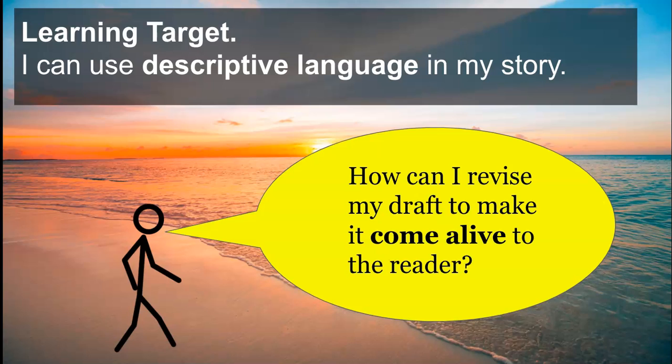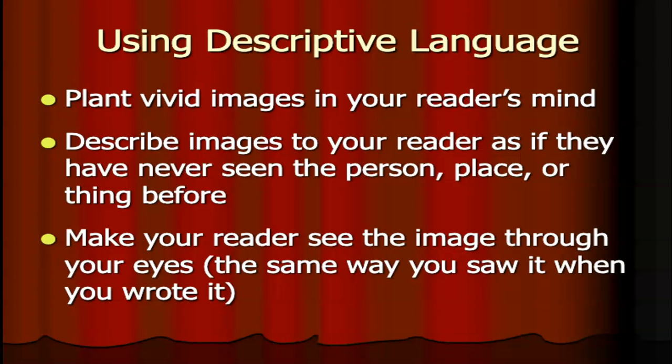So what I want you to think about is how you can revise your draft of your personal narrative to really make it come alive to the reader. And this is what we use descriptive language for. It's to plant vivid images into the reader's mind, to describe images to your reader as if they had never seen the person, place, or thing before.